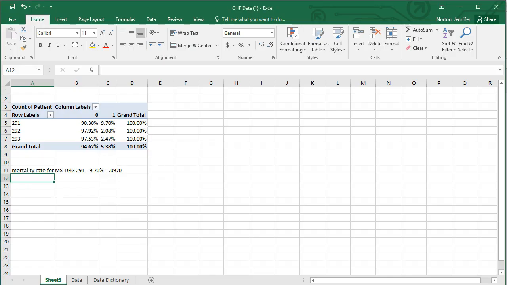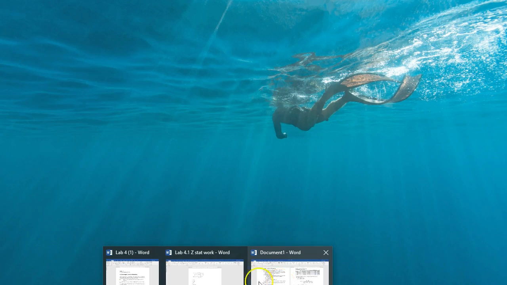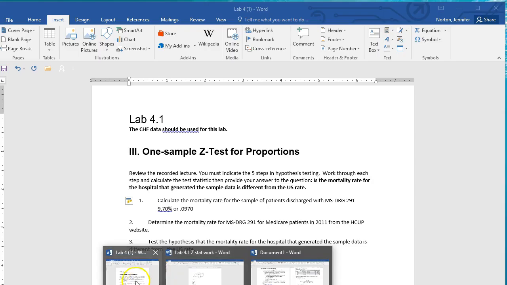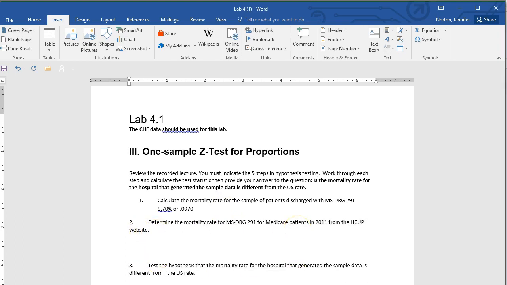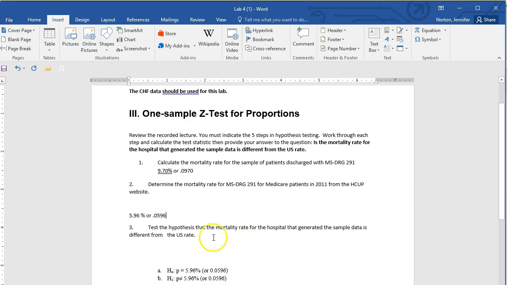So we are going to go back to our Word document, because I want this all submitted as a Word document. So this rate should be 5.96% or 0.0596.